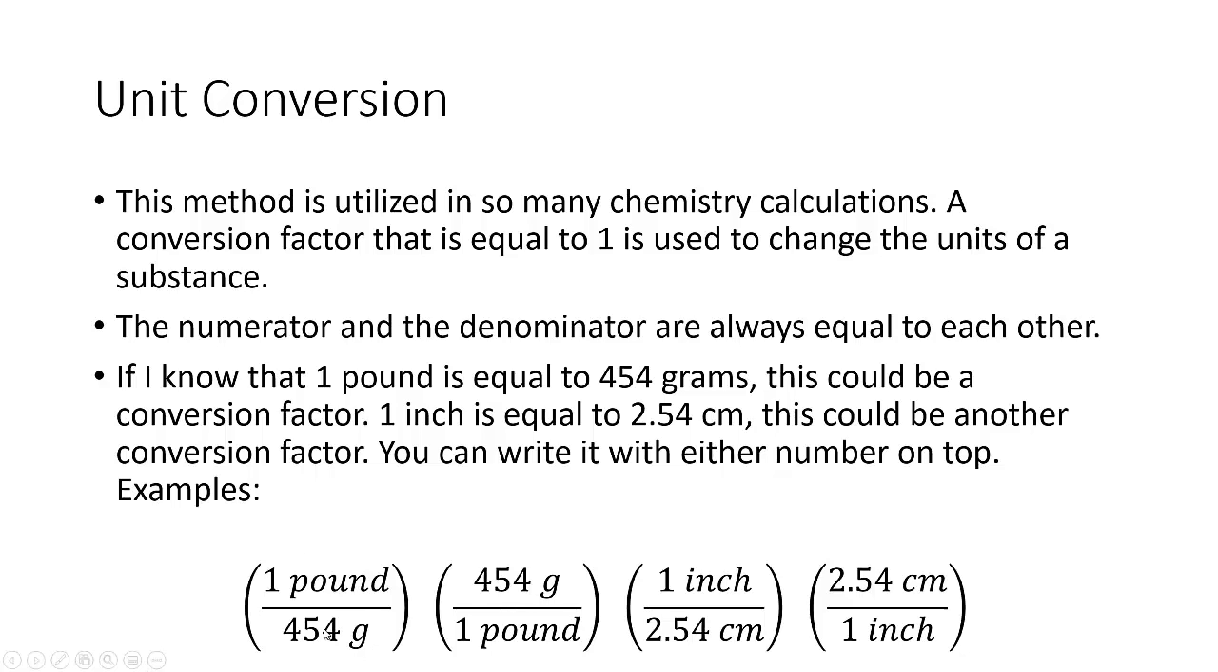So in this conversion factor, 1 pound is equal to 454 grams. That being said, that's why it doesn't matter which one you write on top. You can either write it as 1 pound over 454 grams, or you can swap it. How you decide which one you need is you're trying to get your units to cancel, and we will see that illustrated in this next example.